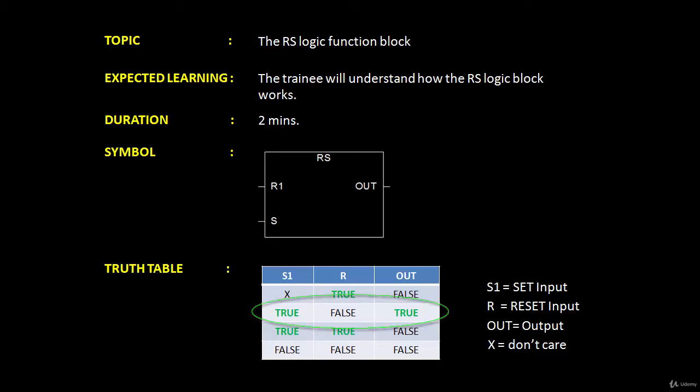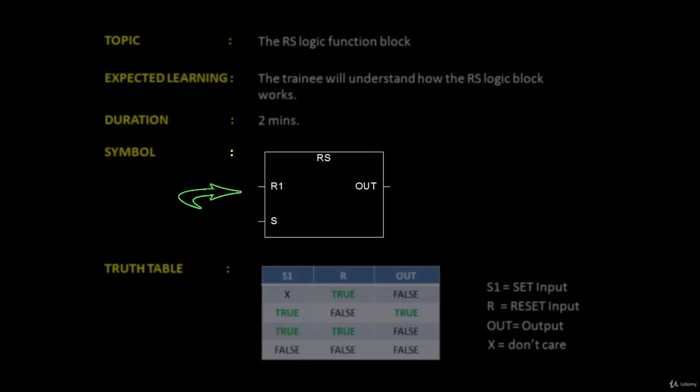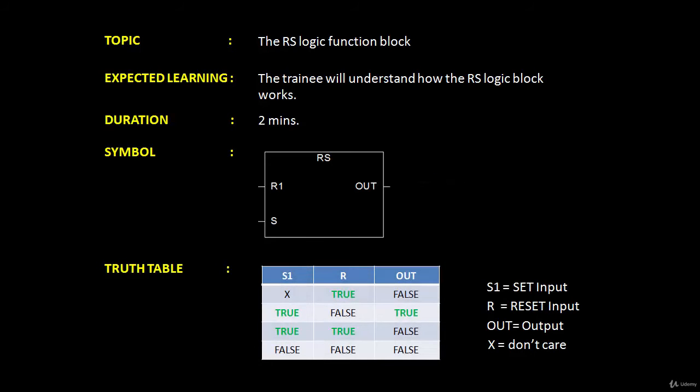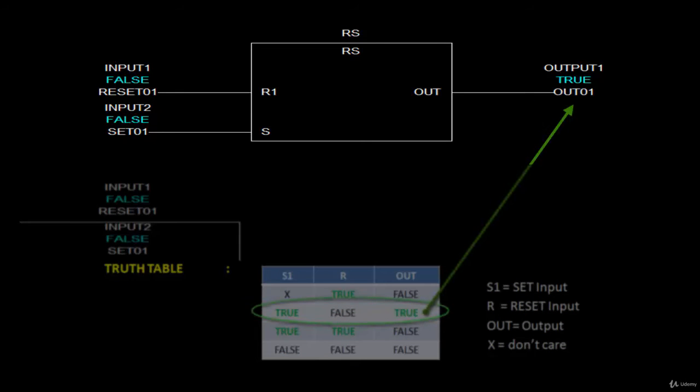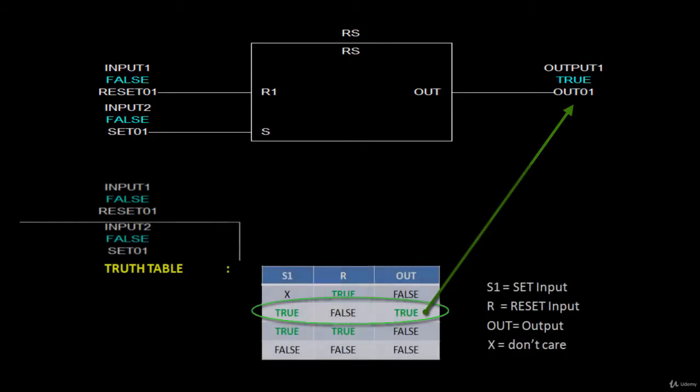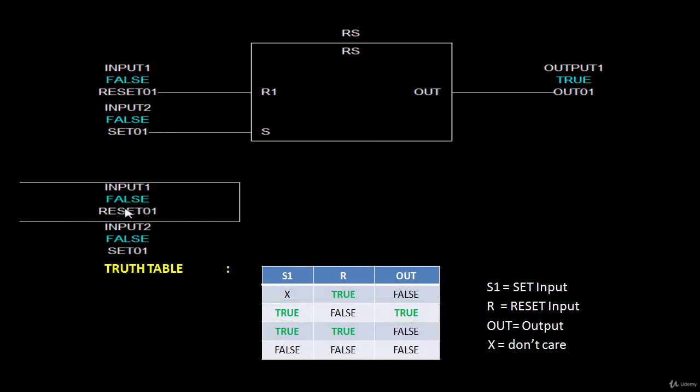Now, we go live with our PLC and simulate the inputs, and we observe the output and confirm with the truth table. If we make set 01 to logic true, the output is a logic true. If we make set 01 to logic false, the output is retained at logic true.